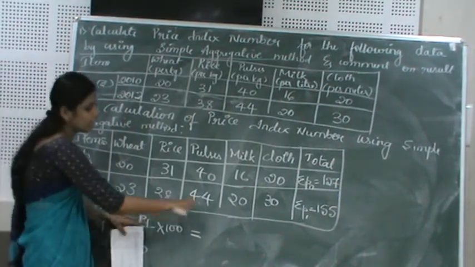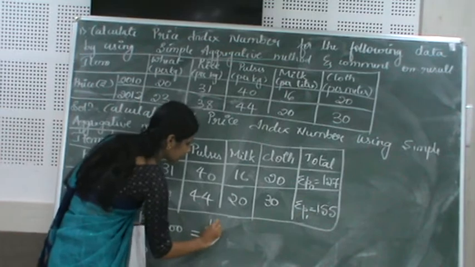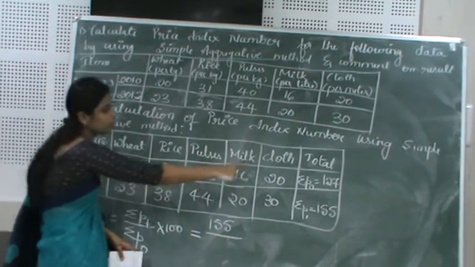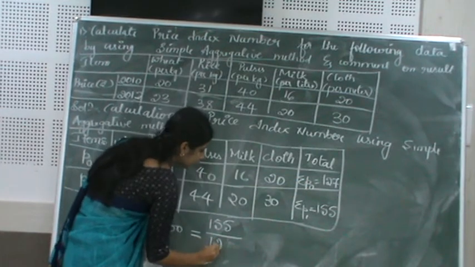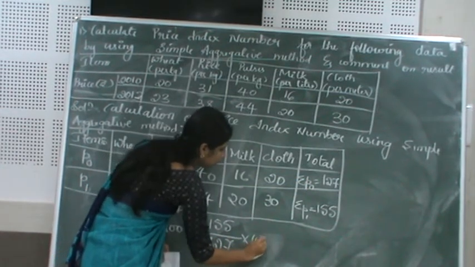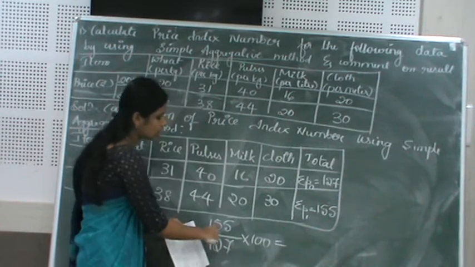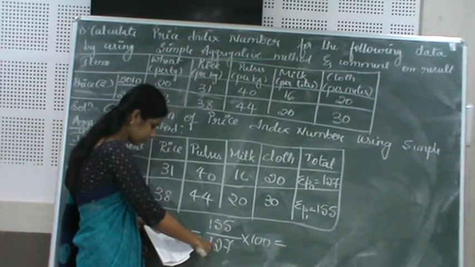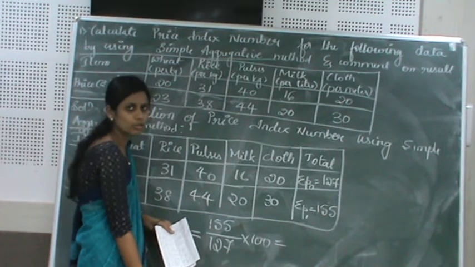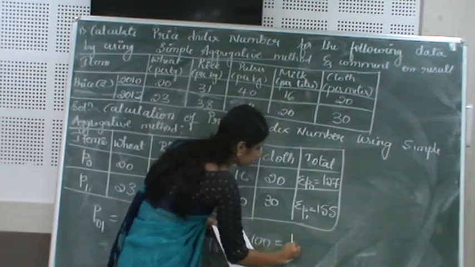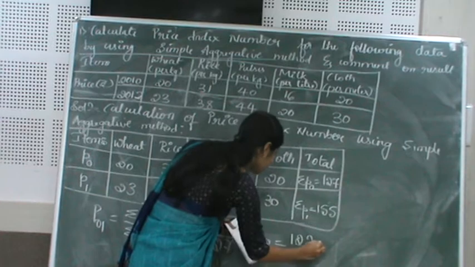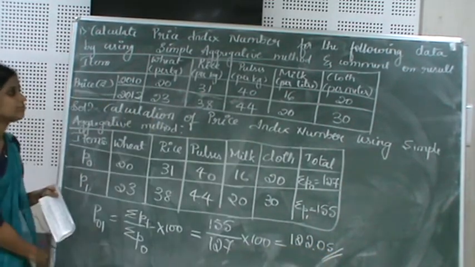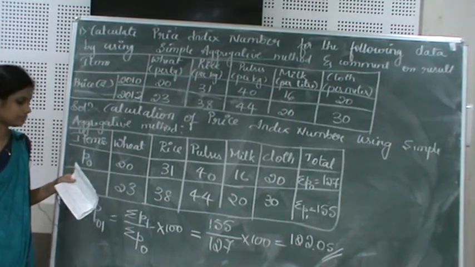Now substitute the values in this formula. Summation of P1, the total is 155, divided by summation of P0, the total is 127, into 100, which is equal to, now dividing 155 by 127, it is 1.2205 into 100. That means 122.05. So this is the price index number under simple aggregative method.